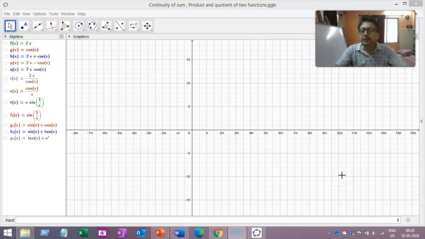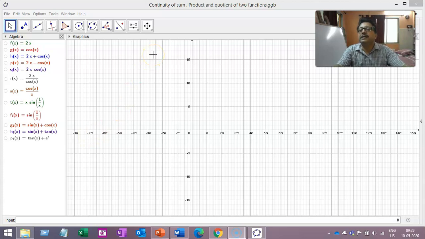When I state the continuity of the sum, product, difference or quotient of two functions, those two functions must be continuous. If one of them is discontinuous, then the sum of the two functions cannot be continuous. This can be shown beautifully with this GeoGebra tutorial, which I made for you to explain continuity of the sum, product, difference and quotient of two continuous functions. With the help of this GeoGebra I am going to explain it.